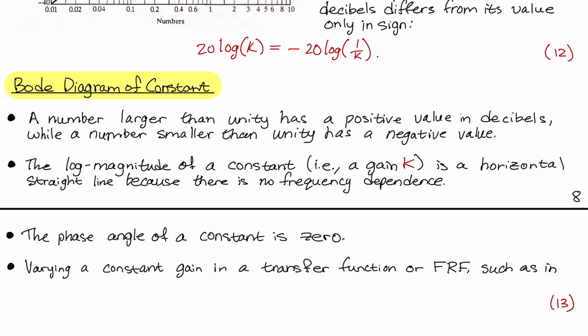Okay, so the log magnitude of a constant, such as a gain k, is simply a horizontal straight line, and it has no dependence on frequency. Additionally, the phase angle is 0. And so we can multiply our transfer function by any gain k, and this is just going to have the effect of shifting the magnitude vertically in our Bode diagram, either increasing the magnitude or decreasing it directly. It will not change the phase though.